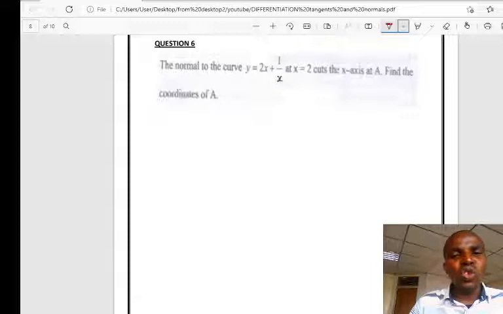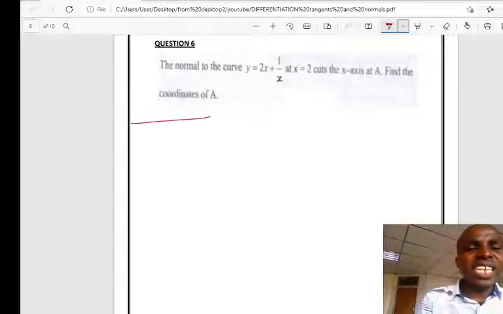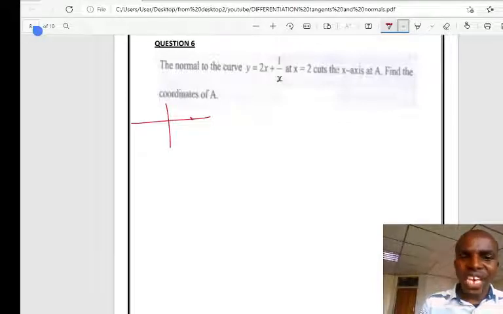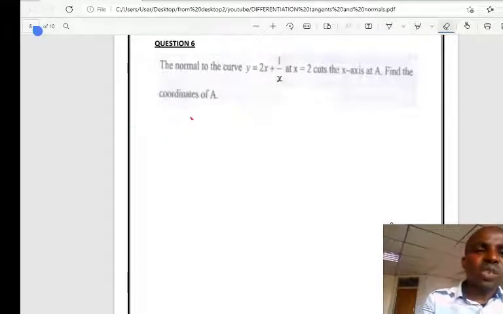At x equals 2, the normal cuts the x-axis at A. Find the coordinates of A. Along the x-axis, you have to know that the value of y is equal to 0. So it's a normal to the curve at that point. It's more like this.